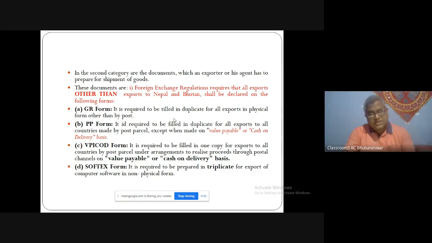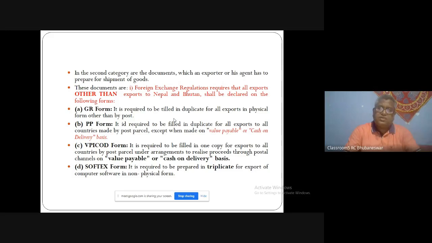It means that goods to be exported need the GR form if the documents can be prepared. There is a format for the GR form, but it is difficult to show it in my PPT. The PP form is also filled in duplicate. It is for value payable or cash on delivery. Everybody knows COD, cash on delivery, but here, at the time of post parcel, PP forms are to be used, whenever you are using the post parcel.